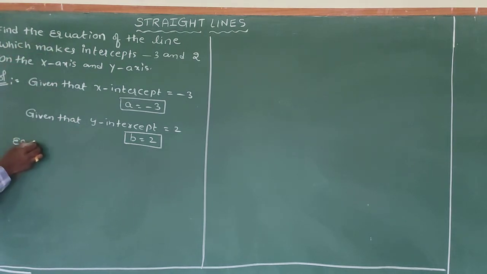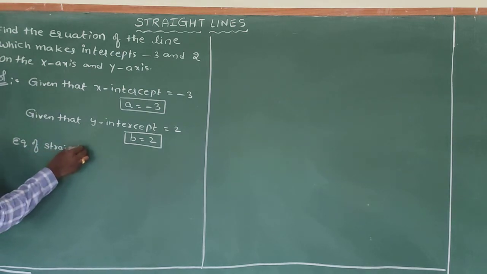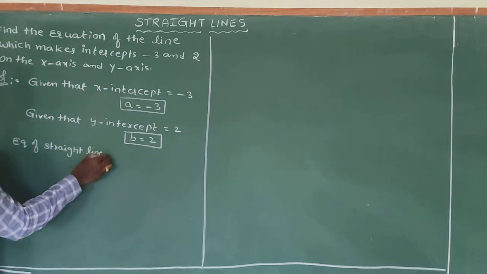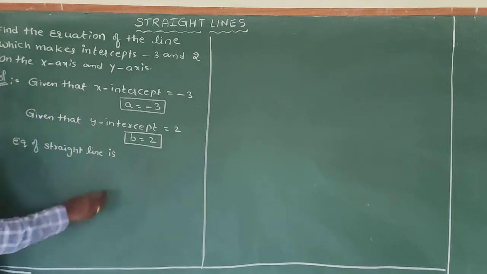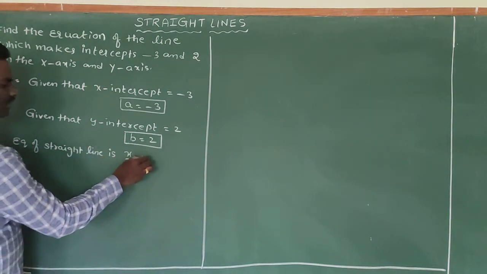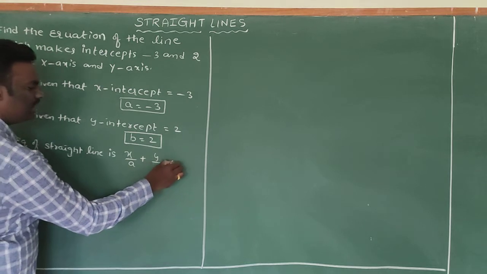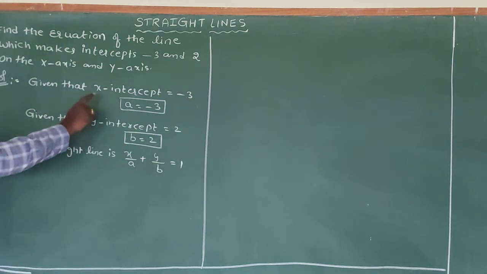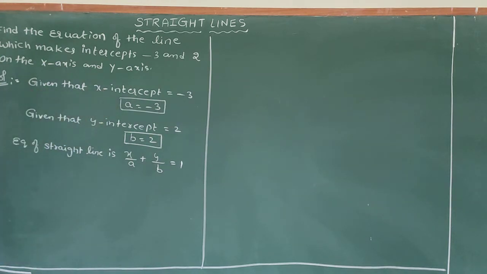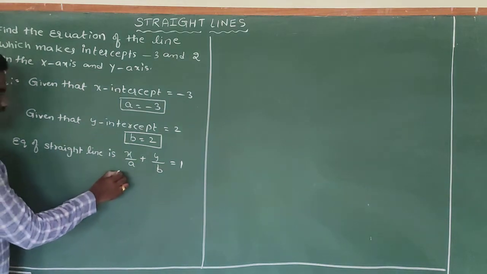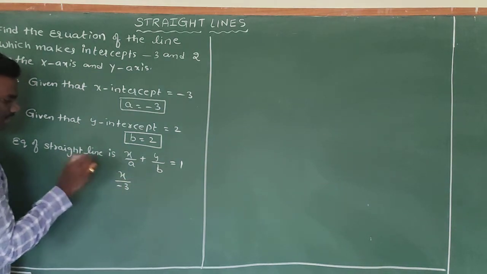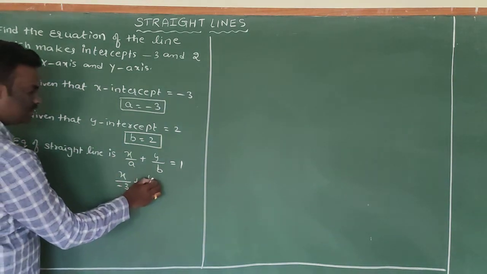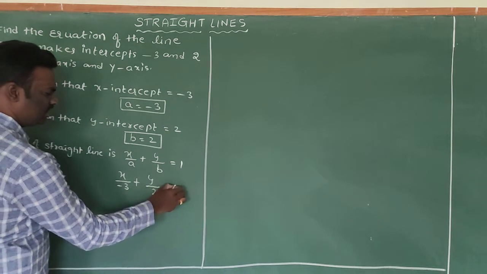Equation of straight line is x by a plus y by b is equal to 1. This is the formula for the equation of a straight line if you know x intercept and y intercept. A value is -3, b value is 2, substitute. Then x by -3 plus y by 2 is equal to 1.